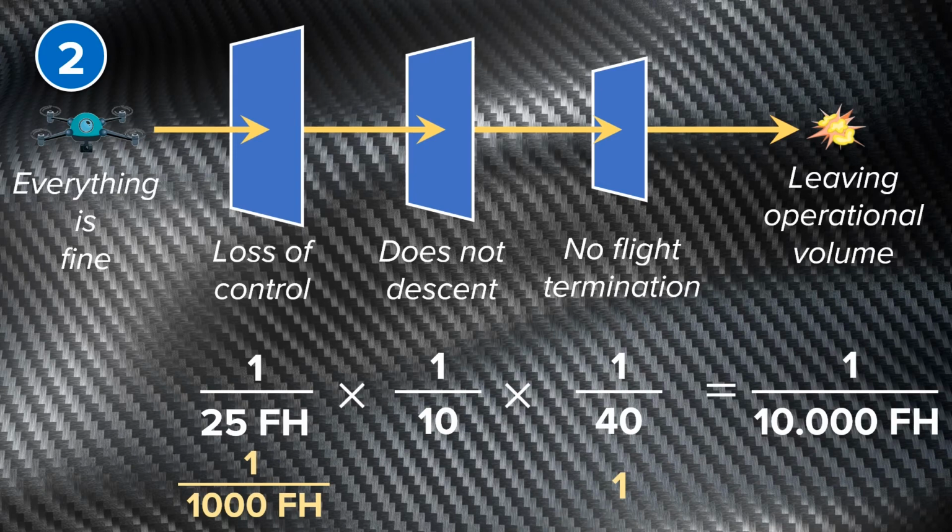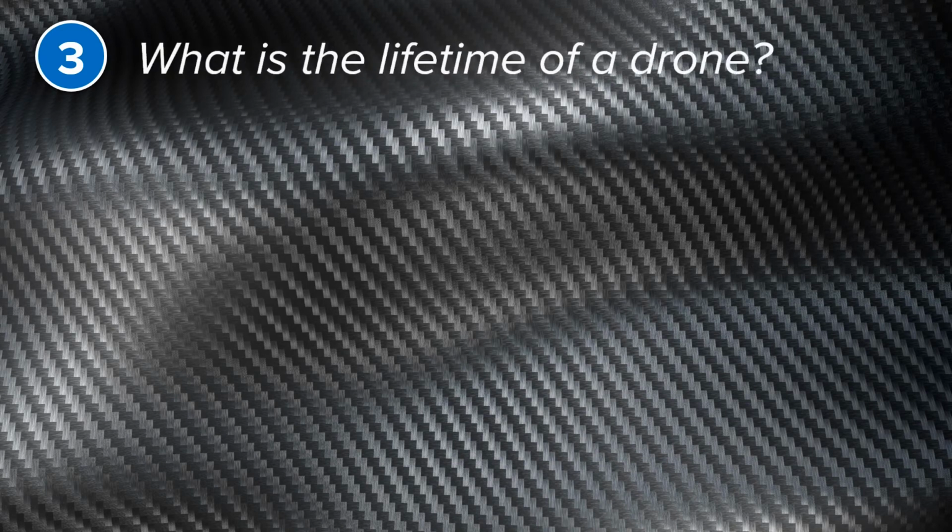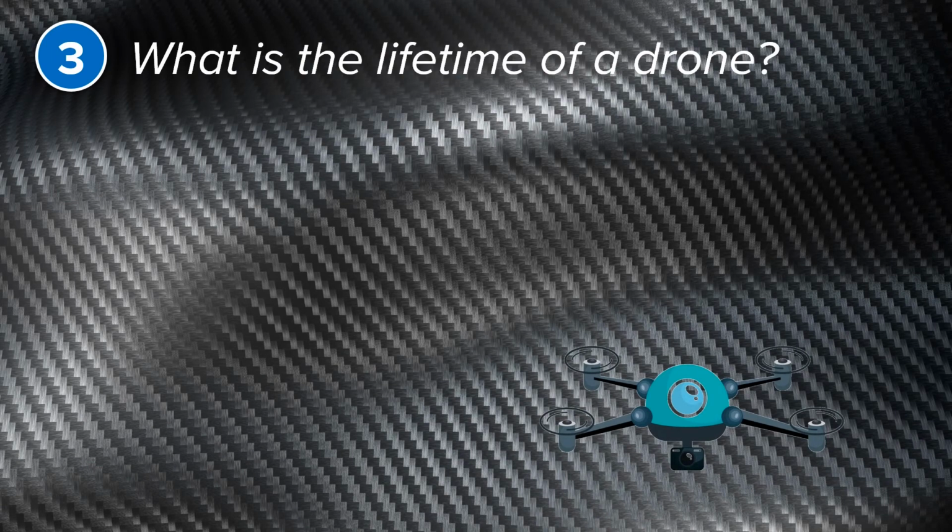Let us move on to the third question. How often is once per lifetime, the term used in part B in step 9? This question boils down to, what is the lifetime of a drone? Is it 50 flight hours, 100, or what?